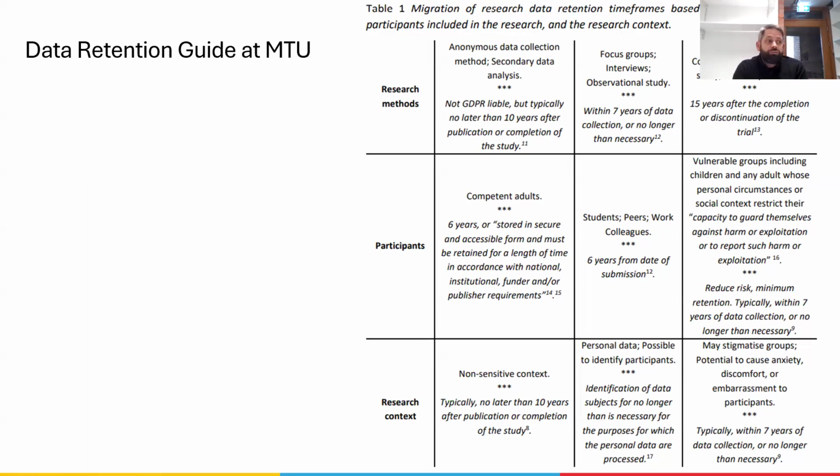Data retention would also depend on the research context. What if there's a potential to cause anxiety in some research? You wouldn't want to hold on to that information for longer than necessary. So what is longer than necessary? Is that at the end of the research project? Is that 2 years after it? No longer than necessary is often what they default to. You can see here on the right-hand side, for vulnerable groups, they're looking at within 7 years of data collection or no longer than necessary.